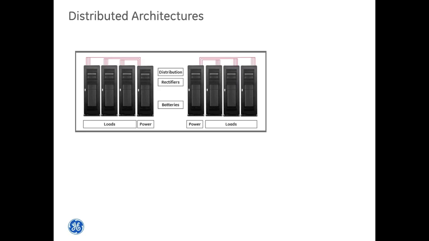With a distributed architecture, we now take that power plant and we put it alongside the load equipment. And this is made possible by the reduced size of the rectifiers, by the reduced size and weight of the batteries, for all the reasons that we talked about.